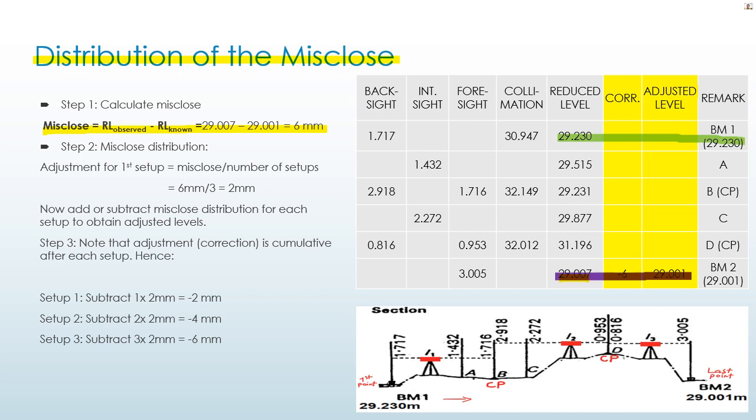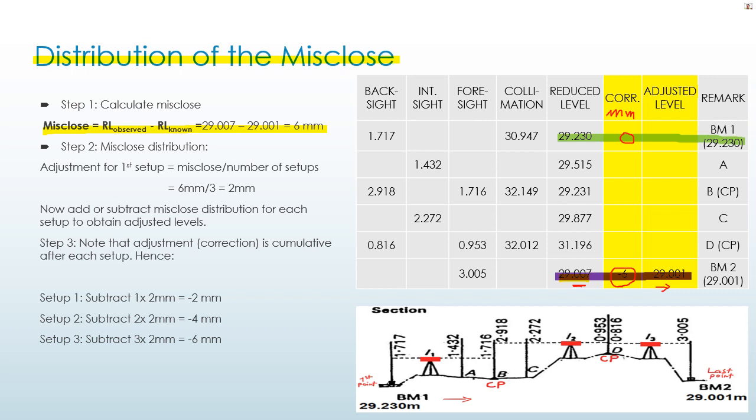So here you're going to have 0 millimeters, and minus 6 millimeters here to bring this value to the known value. So you know that from the first point you have 0 correction and the last point you have minus 6 mil correction. For the other points in between, we are going to do the correction for each setup separately.